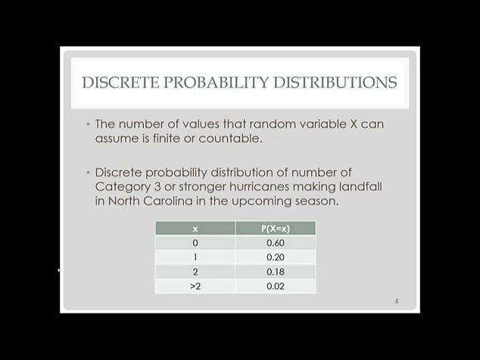So 0 hurricanes of Category 3 or stronger has a probability of 0.6, 1 has a probability of 0.2, 2 has a probability of 0.18, and greater than 2 has a probability of 0.02. Again, these are approximations. One could model the upcoming hurricane season, or right now the current hurricane season, and make predictions on the number of expected landfalls to occur in the state of North Carolina.